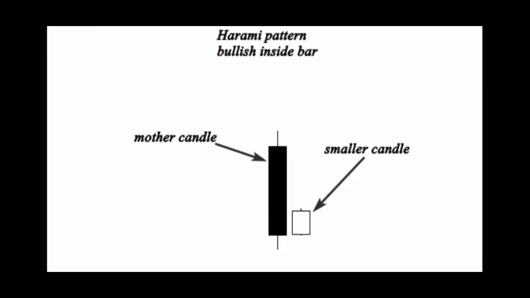Harami pattern means pregnant in Japanese. It is considered a reversal and a continuation pattern, and it consists of 2 candlesticks. The first candle is a large candle called the mother candle, followed by a smaller candle which is called the baby. For a Harami pattern to be valid, the second candle should close inside the previous one. The candlestick is considered a bearish signal when it occurs at the top of an uptrend, and it's a bullish signal when it occurs at the bottom of a downtrend.